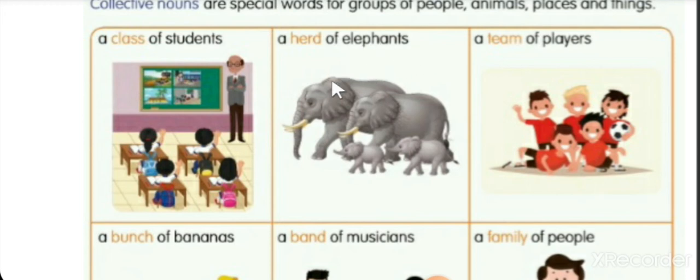Similarly, elephants. When many elephants move together, we call it a herd of animals. Like when we are playing together, many children or many people playing together, a group of players, we call it a team of players.